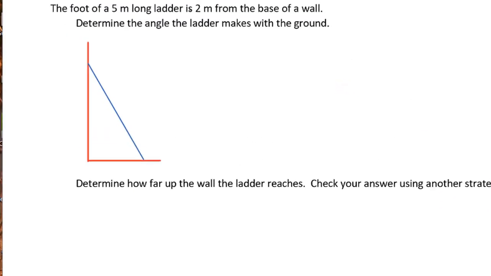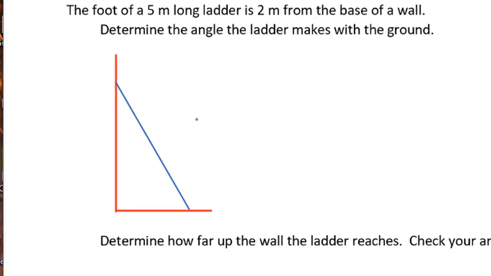In this question we have a ladder that is 5 meters long. So I can write that right here, it's 5 meters long. This is a 90-degree angle. And we're told that the base of the ladder down here is 2 meters away from the wall. Now we're asked to determine the angle the ladder makes with the ground. So we're actually looking for this angle right here.